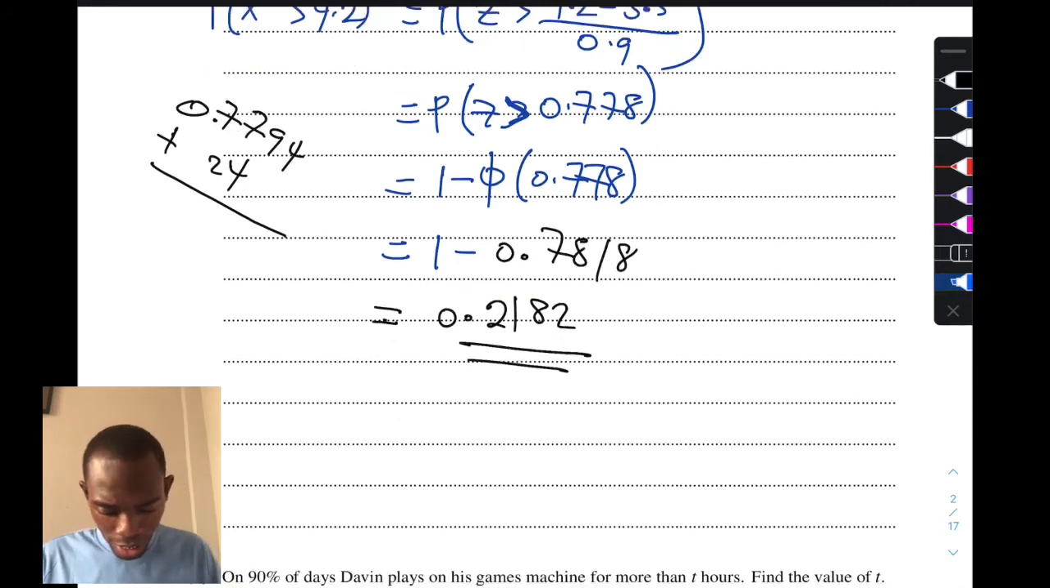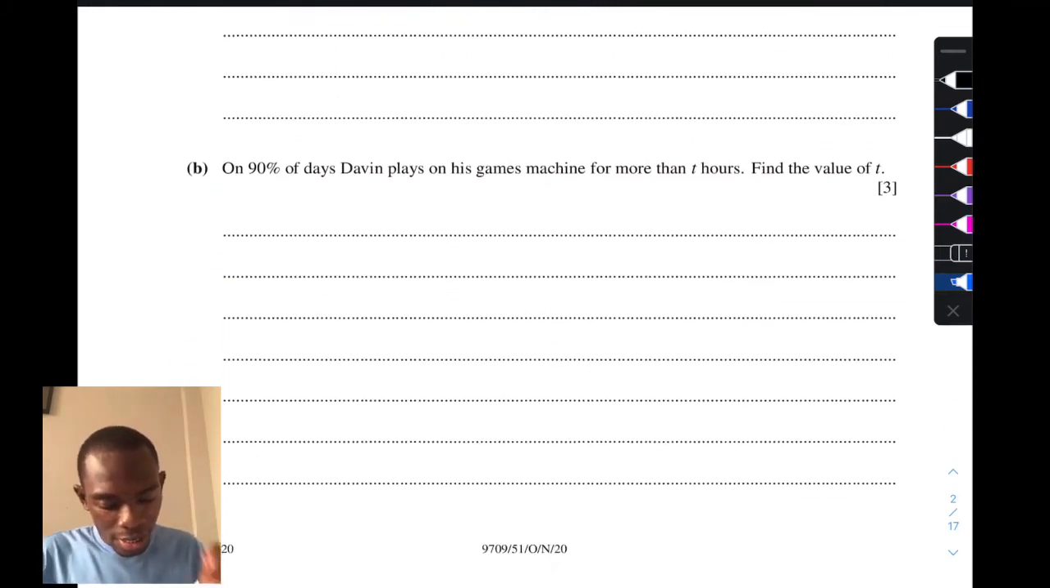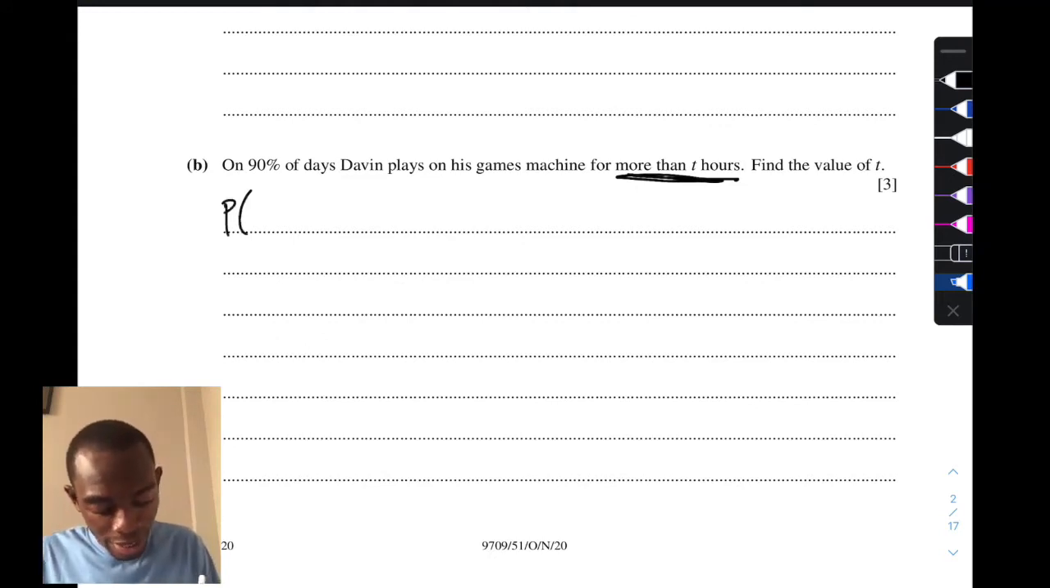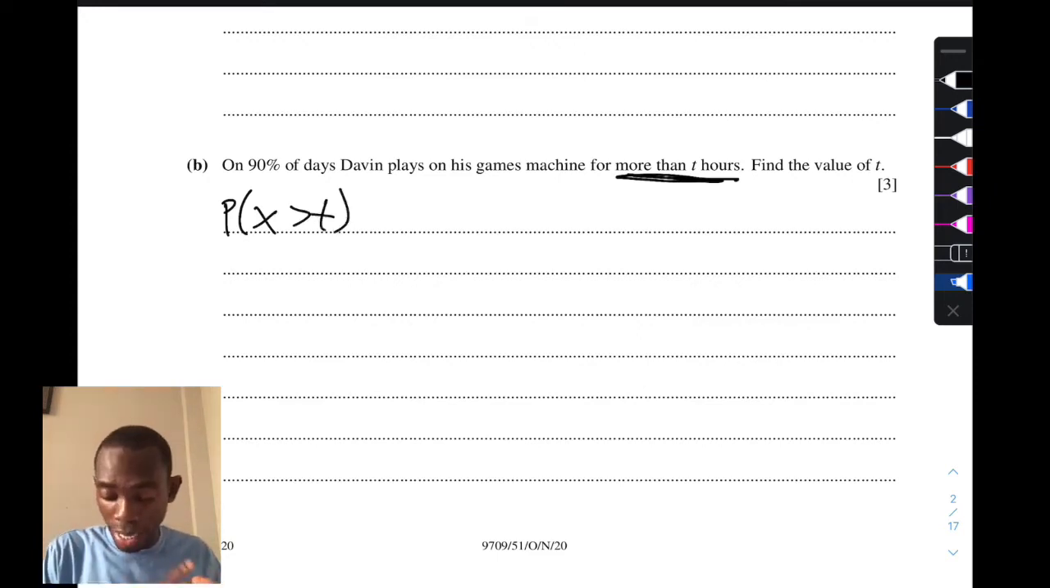So the next question here says that 90% of the days David plays his game on the machine for more than t hours. So we should find the value of t. So the argument is that x is greater than t. That is really important because we are told that it's more than t hours. Now, what is the probability that he plays more than t hours? We are told it is 90%, and proportions and probabilities are the same.